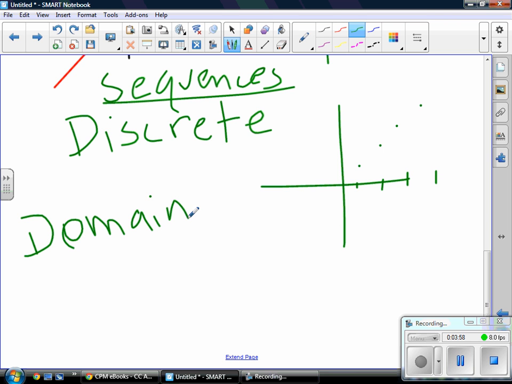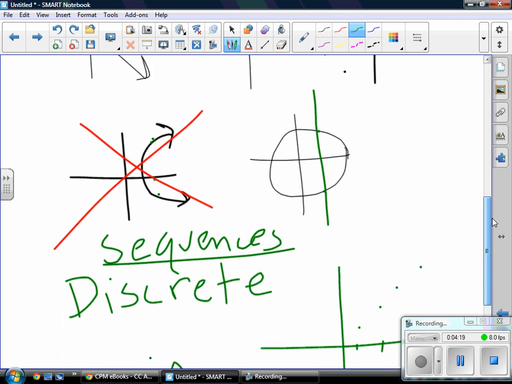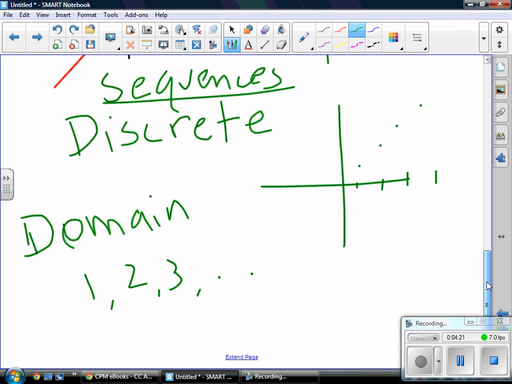I also don't ever have the 0th term provided for me in the sequence. It starts with 1, 2, 3, and it goes on like this. So I don't have 0 in my domain. So sequences are going to be discrete, which means they're points, and they have a limited domain. So does this fall under the function? Is it a function? Would it pass our vertical line test? If I plug in x equals 1, do I only get one output?